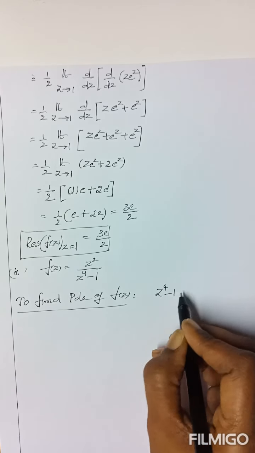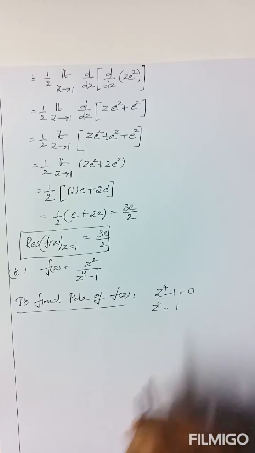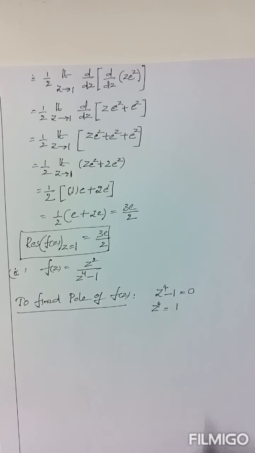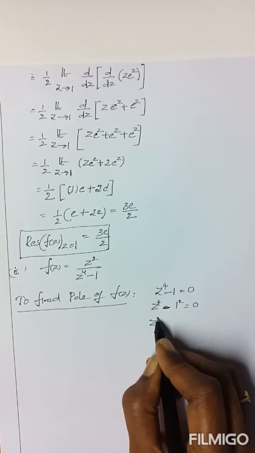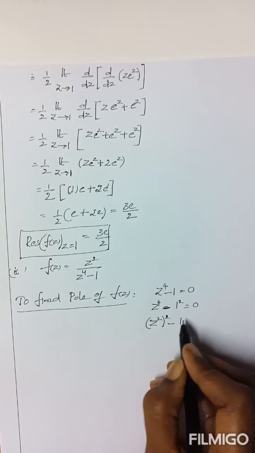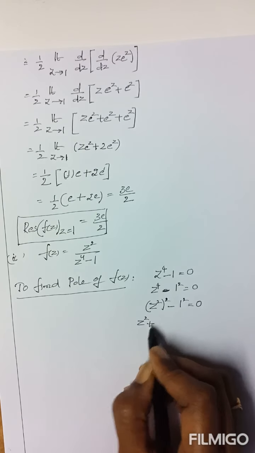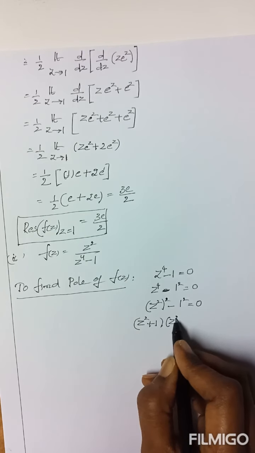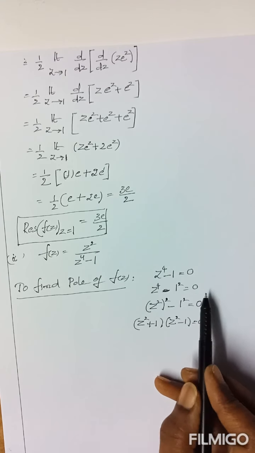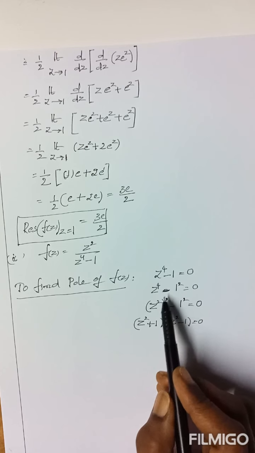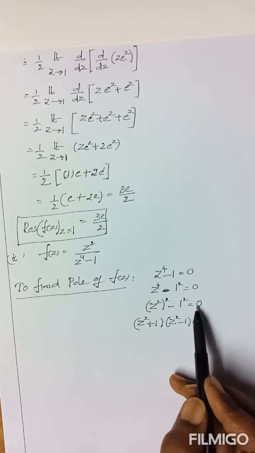Z power 4 minus 1 equal to 0, so z power 4 equals 1. Instead of 1, it is written as 1 square. Now (z square) whole square minus 1 square equal to 0. Here this is a square minus b square, which is (a plus b) into (a minus b). Z power 4 equal to 1 does not give the roots directly, so in this case this is the better way. First, z power 4 can be written as (z square) whole square minus 1 square. This is similar to the a square minus b square formula.